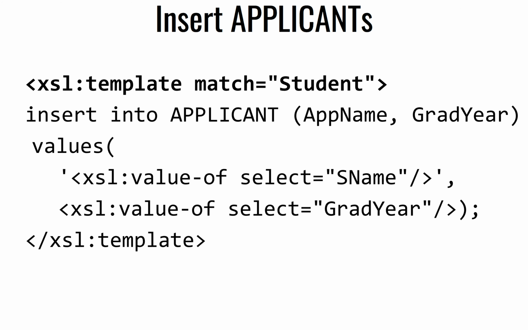So let's look at the first one. The first one pattern matches against all the students, and for every student that is matched, it's going to generate an insert into the applicant table, right? Where we have all the fields, app name and graduation year, and the values are going to be extracted from the S name and the graduation year. Yes, that's easy, right? And then we're going to generate all the inserts so that we insert the data. We're extracting from an XML document, and we're going to import it into a relational database.